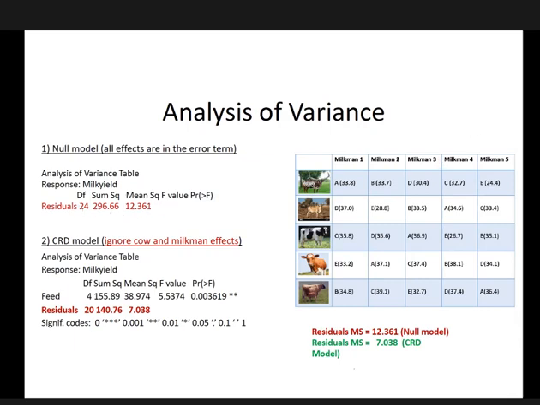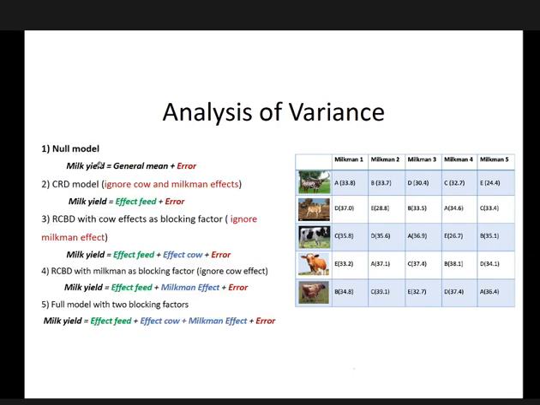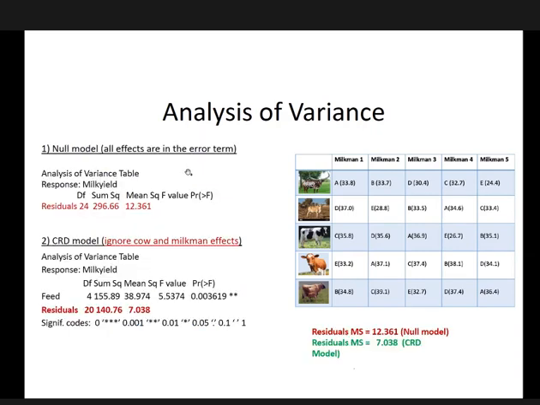Here, if we do the analysis of variance, we say all effects are in the error term, and if you look at the mean sum of squares for error, the error term here is 12.36. So for our model 1, we have the general mean and the error term, and our error term in this case is 12.36. Is that clear to everybody? Yes, it is.